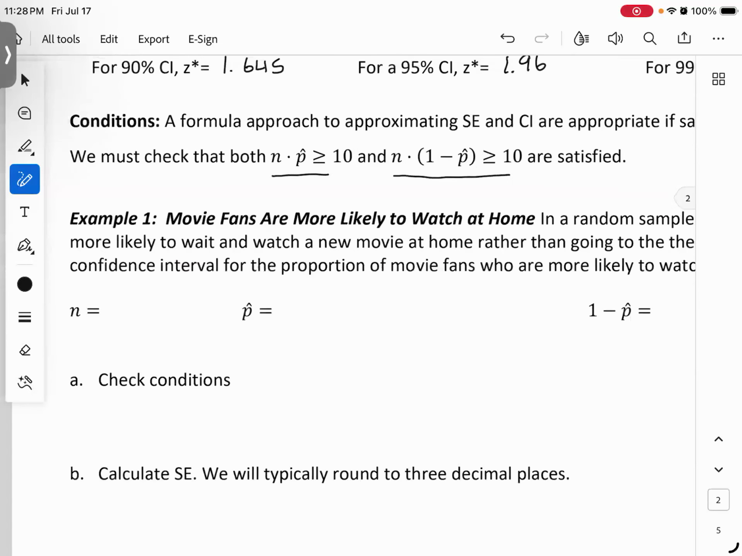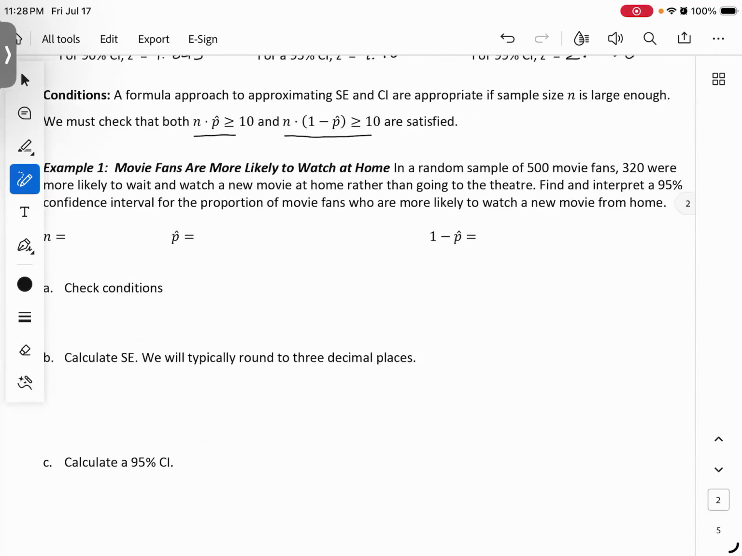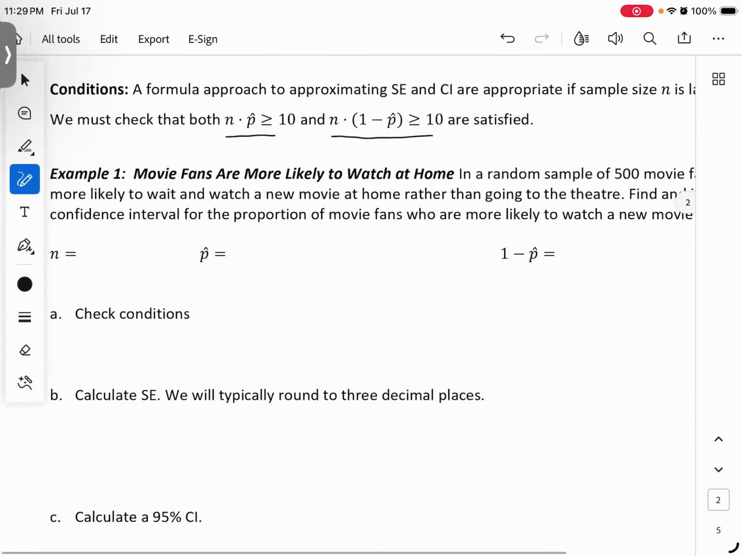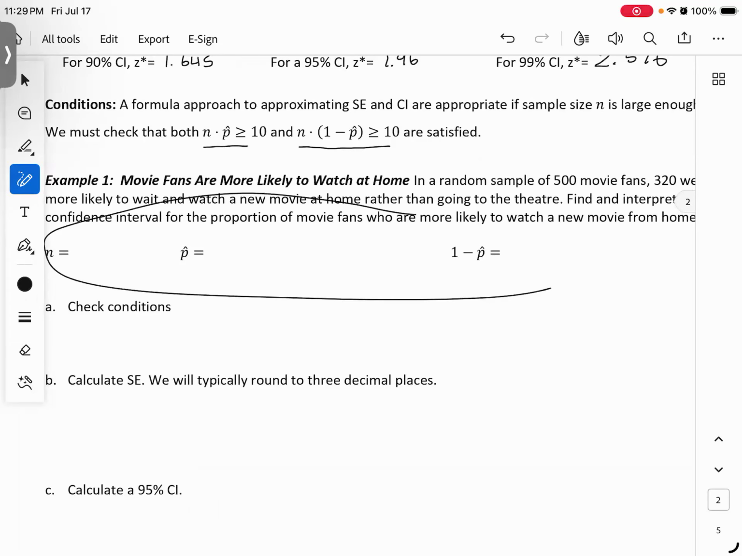And in this example here, it's specifically about a proportion of people who would say that, rather than going to the movie theater and watching the movie, they're just going to wait and watch it at home. And they want us to do a 95% confidence interval for the proportion of people who would more likely just watch at home. Now, what I want you to do, pause the video, and I want you to do these.